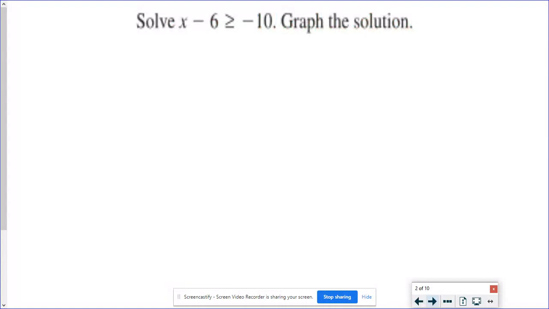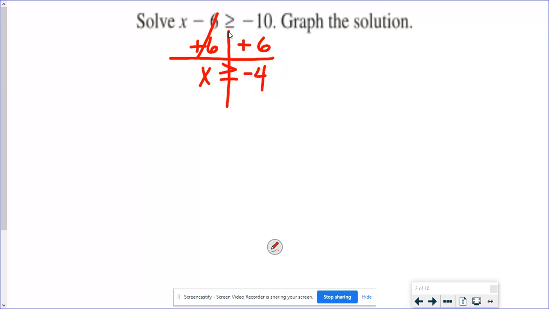So if I gave you a problem like this, if this was just an equal sign, we would know exactly how to solve it. The nice thing is we're going to solve this exactly the same way we would if it was an equation. I want to get the x by itself, so I would add 6 to both sides. So there's my x. Instead of an equal sign, I do have my inequality, greater than or equal to, and negative 10 plus 6 is going to be negative 4.